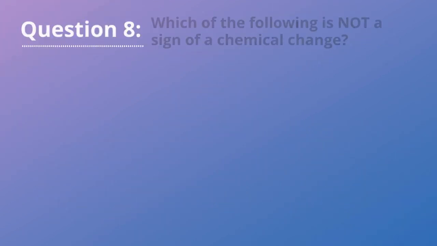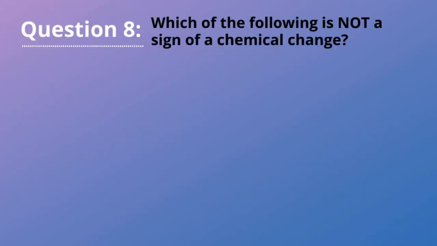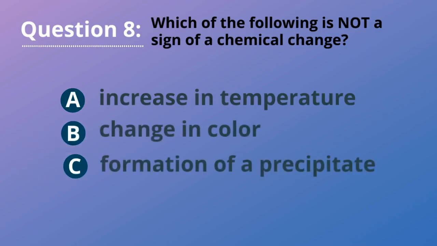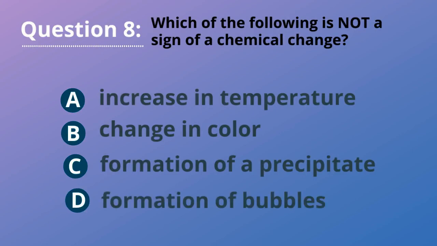Question 8. Which of the following is not a sign of a chemical change? A. Increase in temperature. B. Change in color. C. Formation of a precipitate. Or D. Formation of bubbles. The correct answer is A.